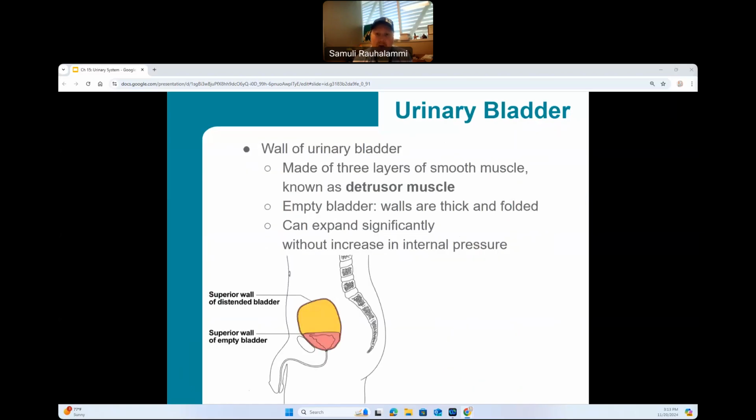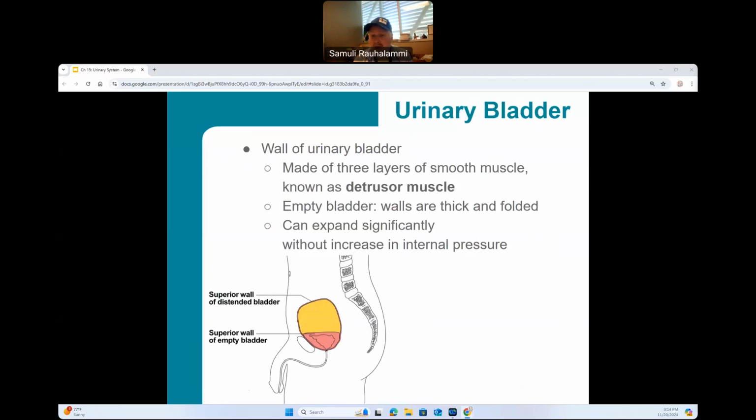The wall of the urinary bladder is made of 3 layers of smooth muscle, which are collectively called detrusor muscle. We also see mucosa made of transitional epithelium. In an empty urinary bladder, these walls are thick and folded, but the urinary bladder can expand significantly without causing increased internal pressure within it.